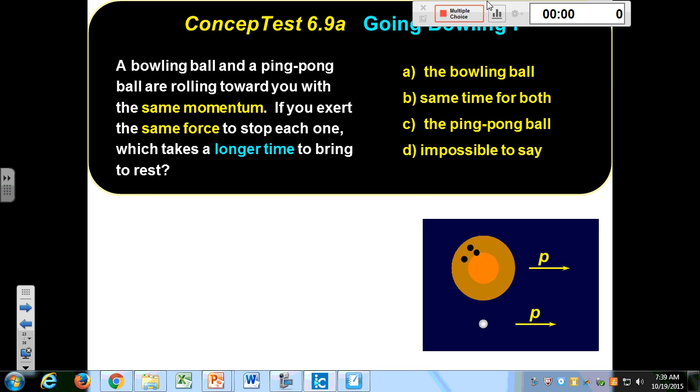A bowling ball and a ping pong ball are rolling towards you with the same momentum. If you exert the same force to stop each one, which takes a longer time to bring to rest? Remember our Newton's second law, F is dp/dt.